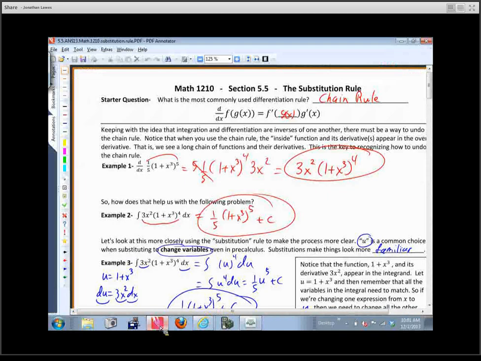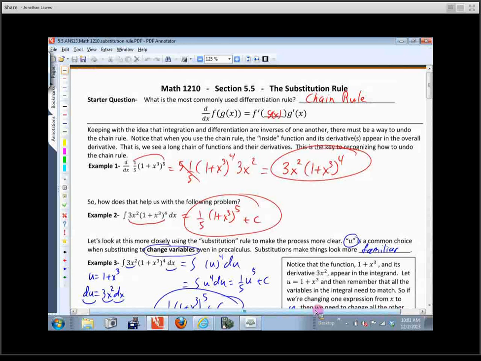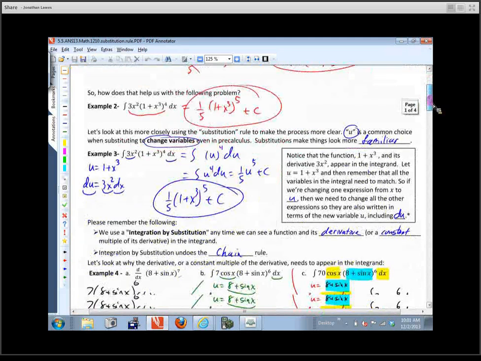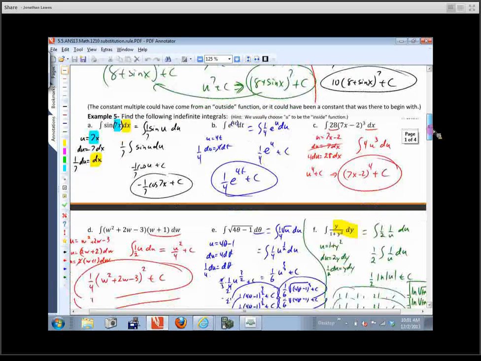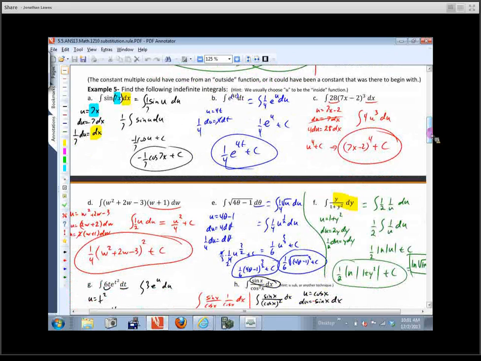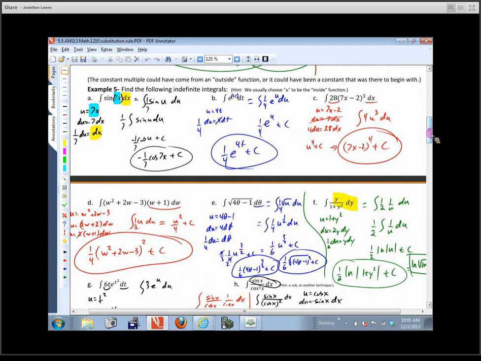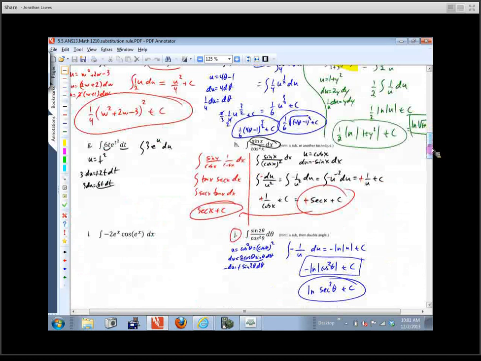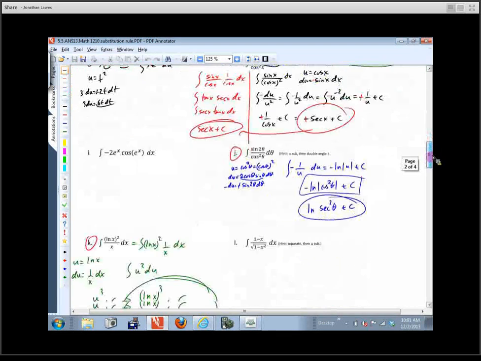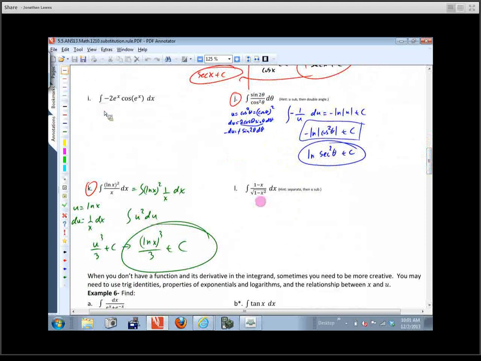Let's finish up 5.5. It's on something called a U substitution or the substitution rule, or sometimes we'll call it a change of variables. We went through how to do that, and what we did so far is we went through some relatively simple examples. Remember, we use a U substitution when we can see a function and its derivative in the integrand, or a constant multiple of its derivative. And we changed all the variables to be written in terms of U. We did a whole bunch of examples, and we left off with these two problems right here undone. So let's pick up right there and do these problems.